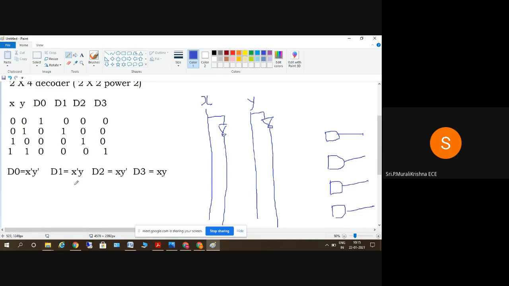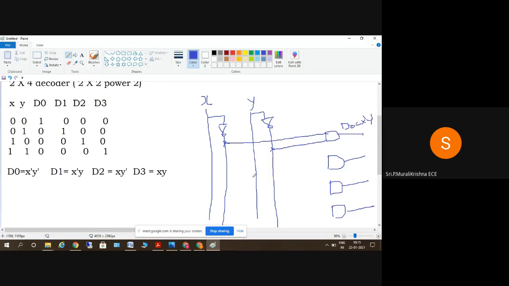Okay. So D naught is X bar, Y bar. So this is X bar, give a connection to this, and this is Y bar, give a connection to this. So this is D naught. So what is D naught? D naught is equal to X bar, Y bar.